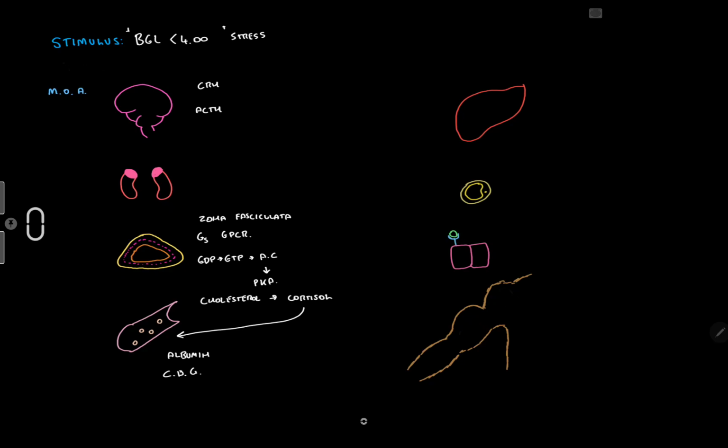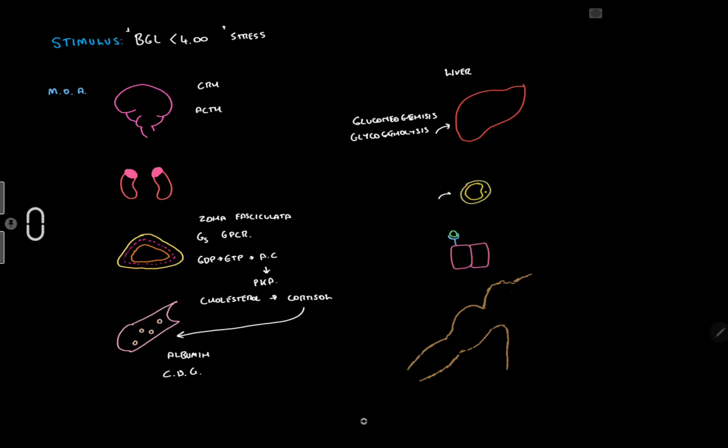So if we begin here at the liver, cortisol's effects on the liver are going to be gluconeogenesis. We're also going to have glycogenolysis.